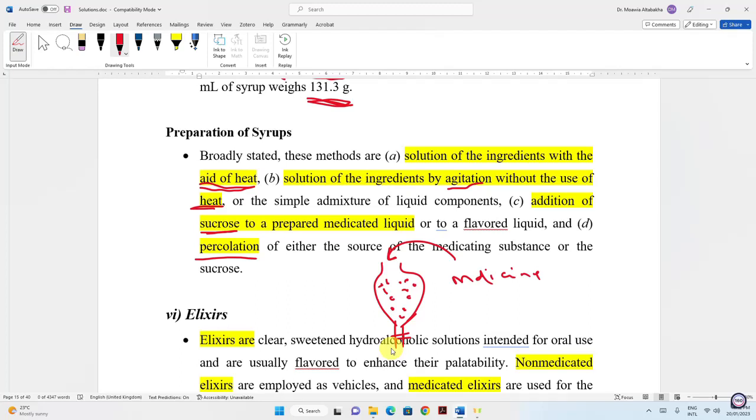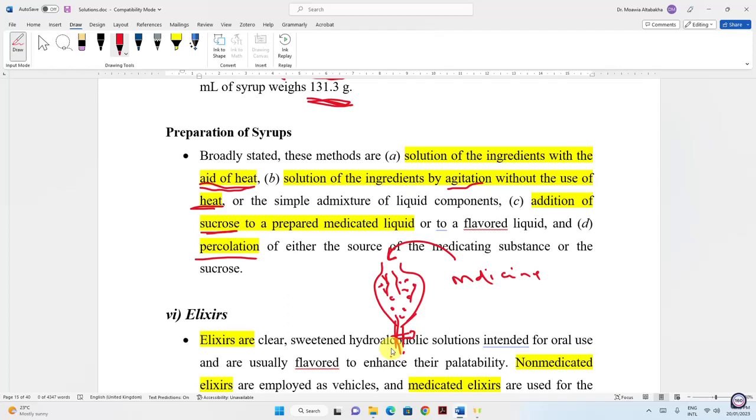Of course, the solution will stay here for some time, let's say 4 hours, and then you allow the solution to pass. This is called percolation. The solution will dissolve as much as possible from the sucrose, and then you will have a solution containing sucrose and the medicinal agent.